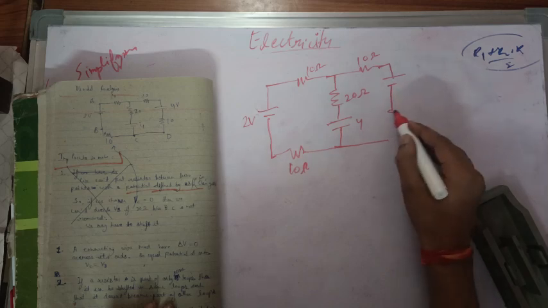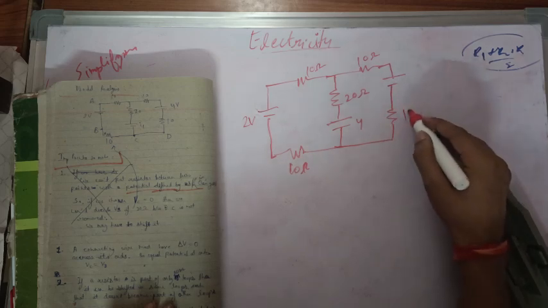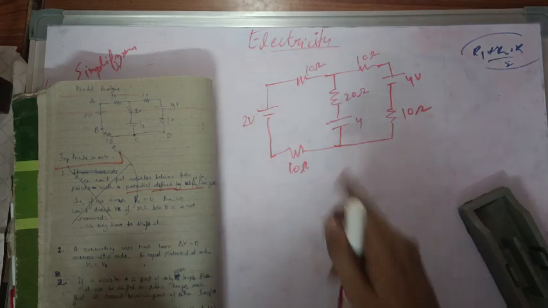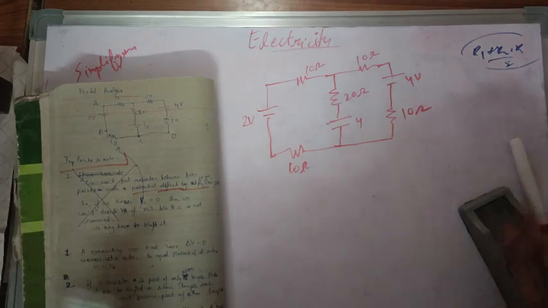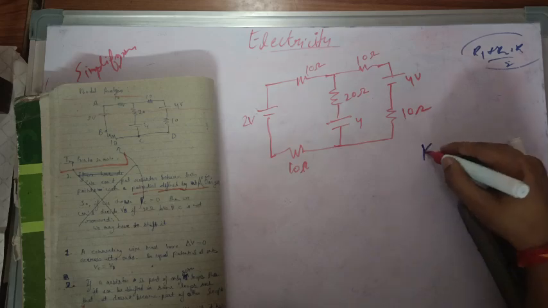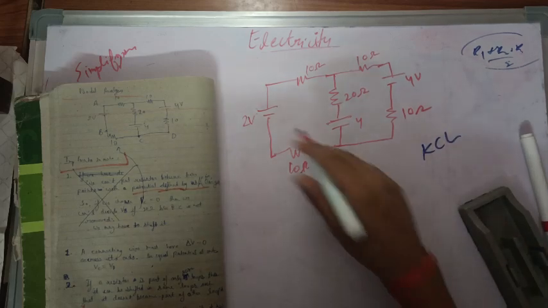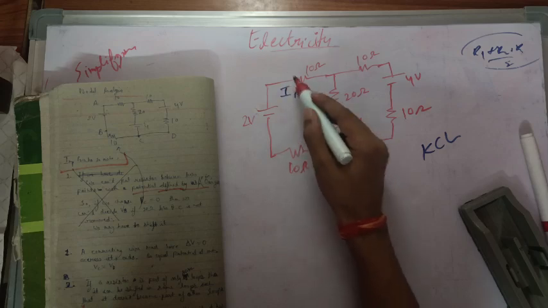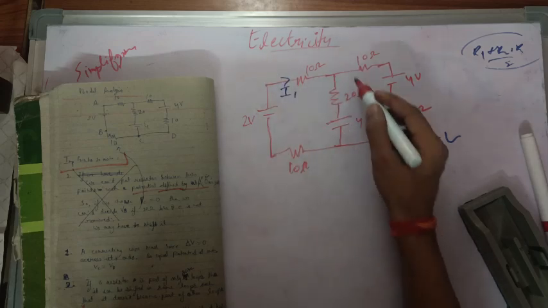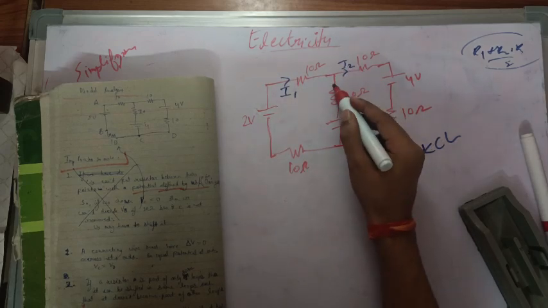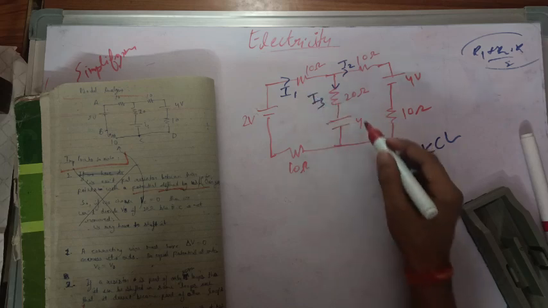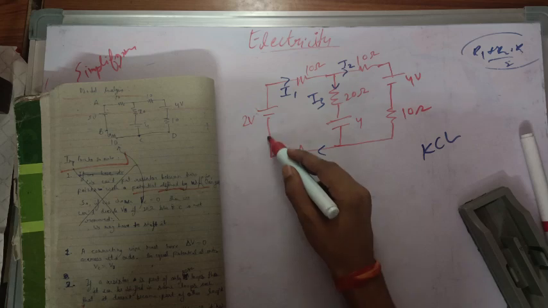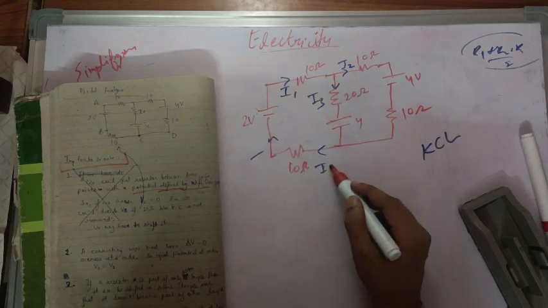We can solve it in 2 ways. This is 10 ohms, this is 4 volt. One method is Kirchhoff's circuital law. I have to make loops and assume that there is some current, let's say I1, flowing through this, and it divides into, let's say, I2 and I3. I2 passes through this, and they get added here, and the I1 current passes through this area.